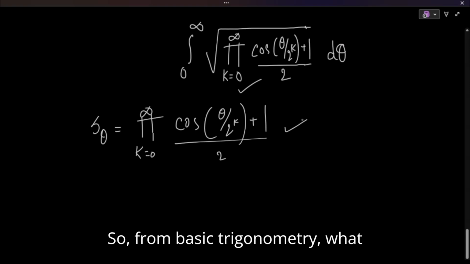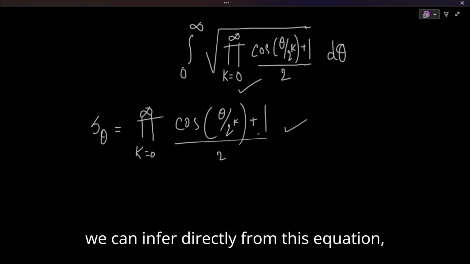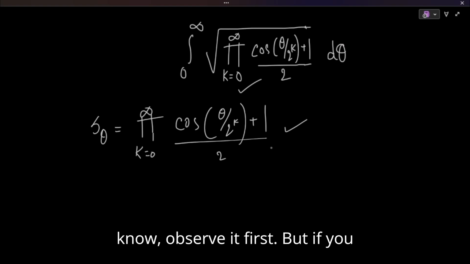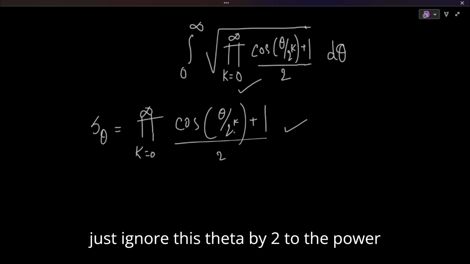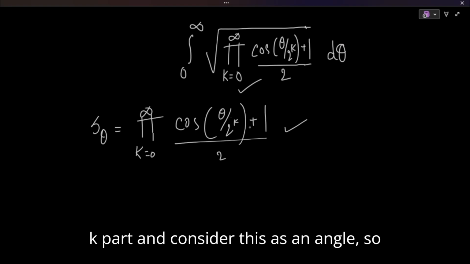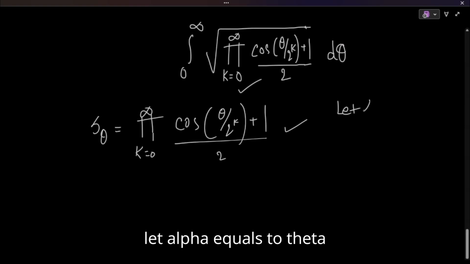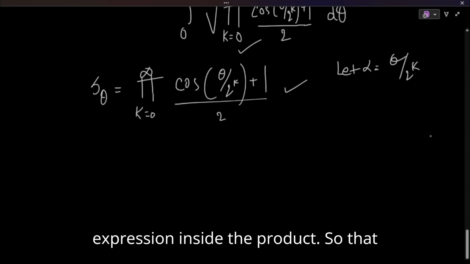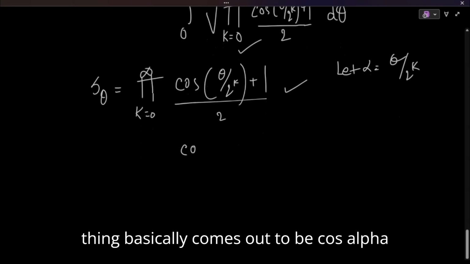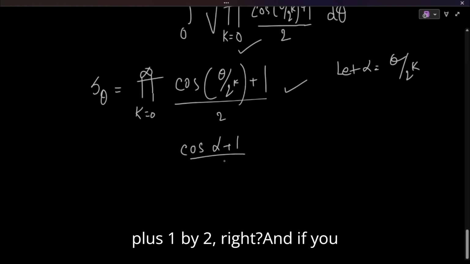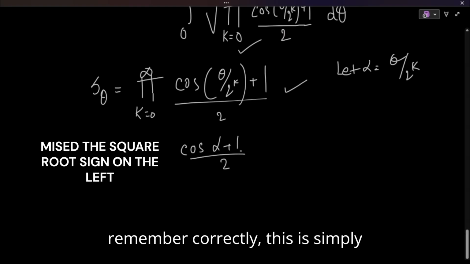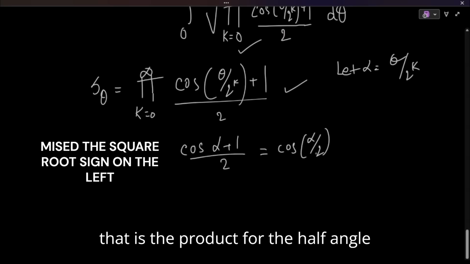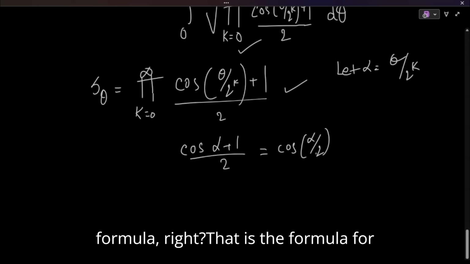Now, from basic trigonometry, what we can infer directly from this equation might be a bit hard to observe at first, but if you just ignore this theta by 2 to the power k part and consider this as an angle, so let alpha equal theta by 2 to the power k, and only focus on the expression inside the product. That thing basically comes out to be (cos alpha plus 1) by 2, right? And if you remember correctly, this is simply nothing but cosine of alpha by 2. That is the half angle formula.